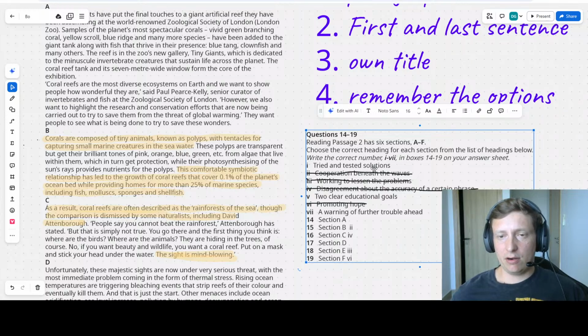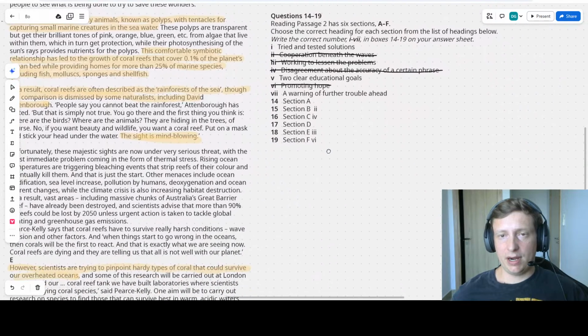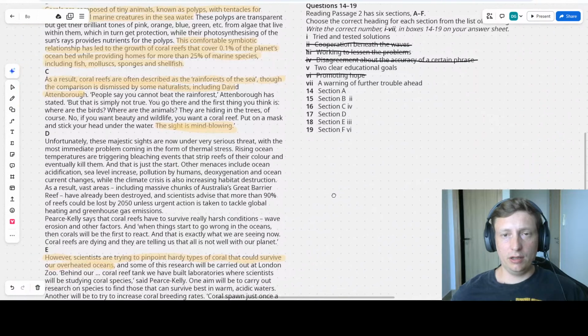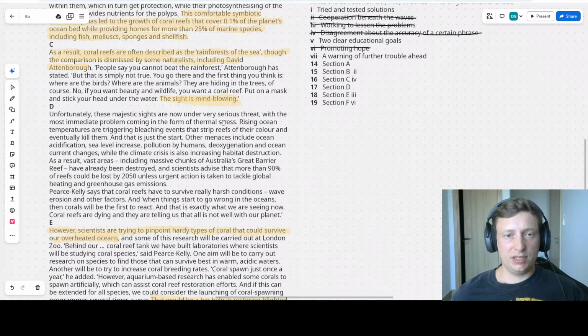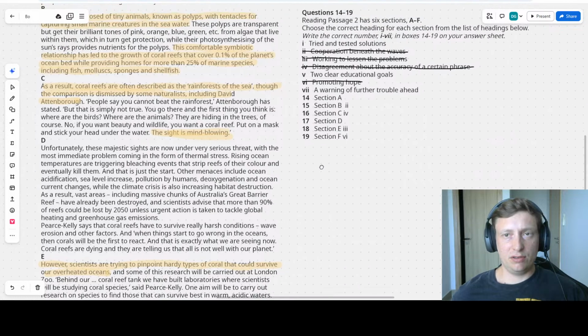We want to simplify these as well, right? So is the paragraph about solutions? Or is the paragraph about educational goals? Or is it about warning with the future? So let's have a look here. So we just want to skim through this.